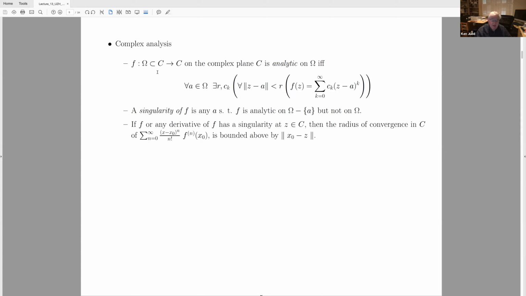Now, a complex valued function from complex numbers is called analytic on some domain omega if and only if for every point A in omega, there is some little r, some sequence ck, such that this infinite series does converge for all z's within distance r of A. So basically, you take a point in omega, and then you ask, is there some r bigger than 0, some non-trivial ball around it such that the power series converges?